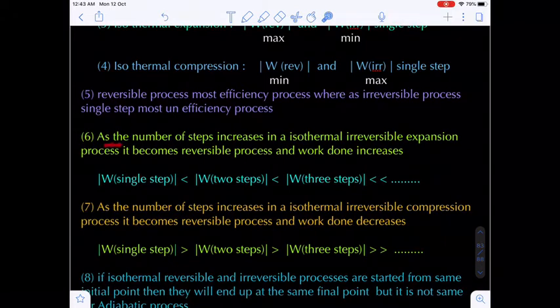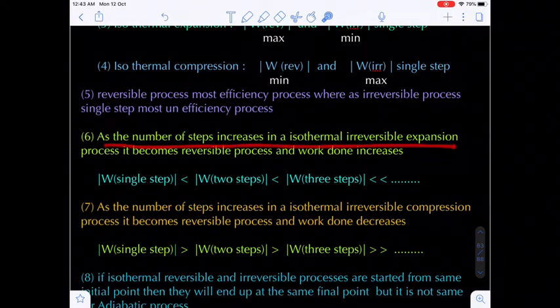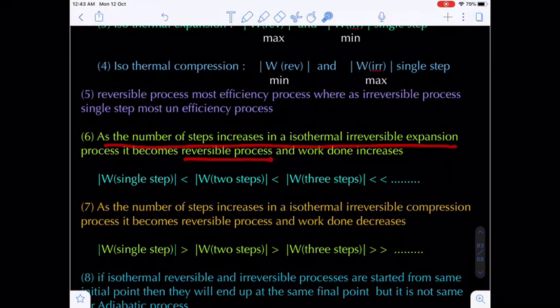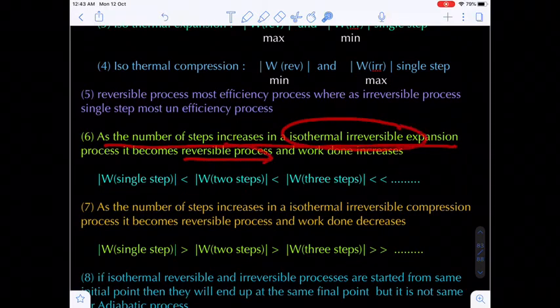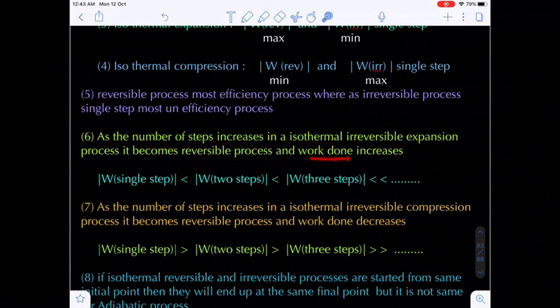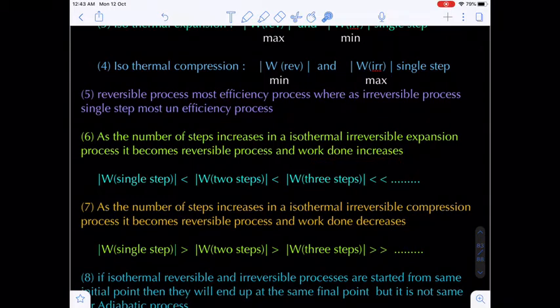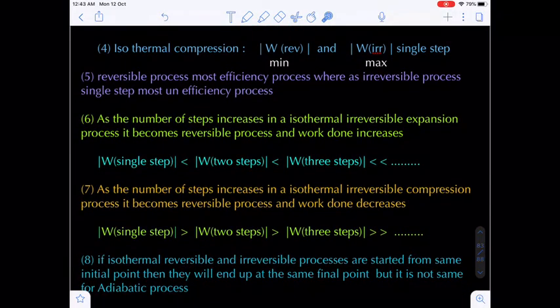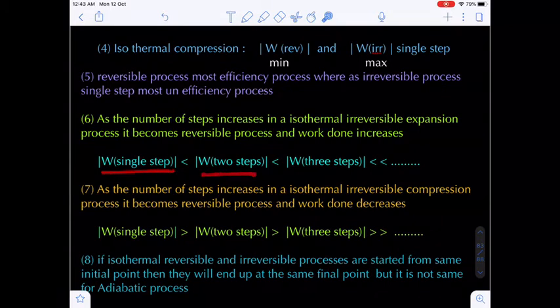And next, one more important point here: as the number of steps increases in the isothermal irreversible expansion process, it will become a reversible process. That's why the work done value increases, because in isothermal irreversible in a single step the work done value will be minimum. If the number of steps increases, the work done value increases. If the number of steps becomes infinity, then the work done will be equal to the work done of isothermal reversible expansion. So in a single step work done will be less as compared to two steps, which is less as compared to three steps.